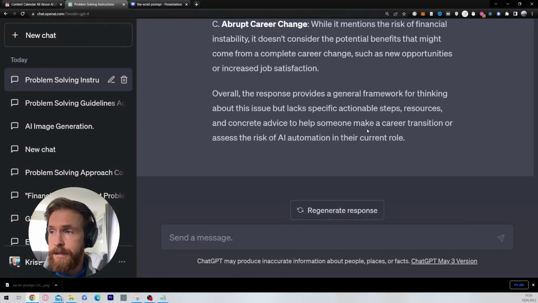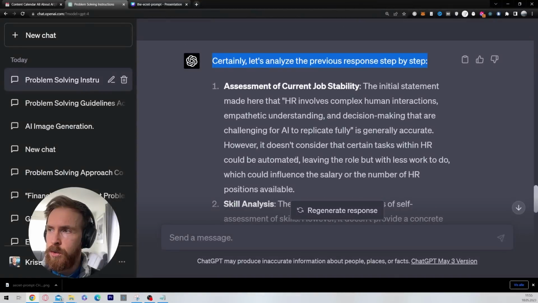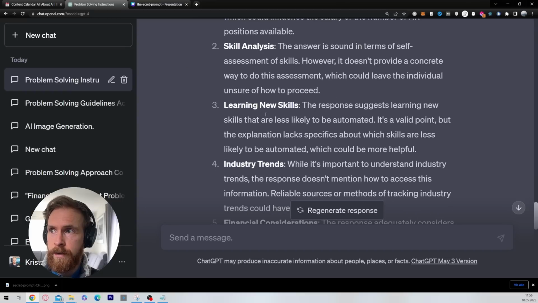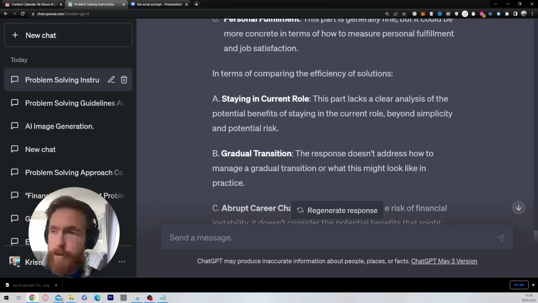Let's take a look at the analysis from the career expert. So basically what's happened here is, certainly, let's analyze the previous response step by step. I'm not going to read all of this, but it tries to find logic and flaw errors in every step provided by the AI in the previous answer, right? So it goes through all of these steps. So the response suggests learning new skills that are less likely to be automated. It's a valid point, but the explanation lacks specifics about which skills are less likely to be automated, which could be more helpful. So it goes through and scrutinizes every step made by the AI in the previous response.